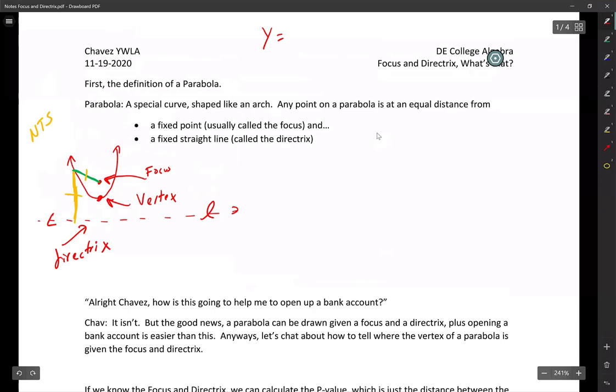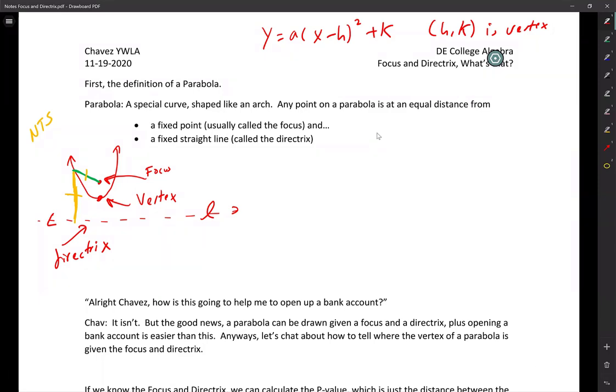y equals a(x minus h) squared plus k, if it opens up or down, is called vertex form. And you already know that, where (h, k) is the vertex. But this one you may not know, because a long time ago a teacher told you, not that it's her fault, that if you have a function that opens in the x direction, that's not a function. And that's a lie.